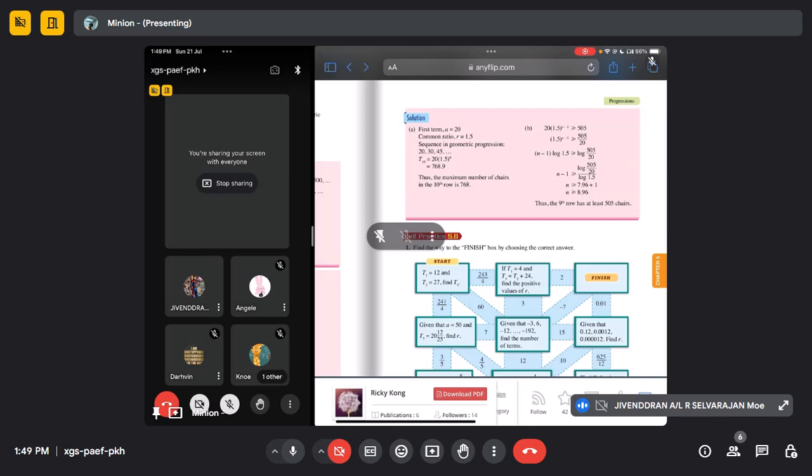So they're asking which row. Since n is more than or equal to 8.96, the nearest whole number is 9. So the 9th row has at least 505 chairs. Okay, understand?